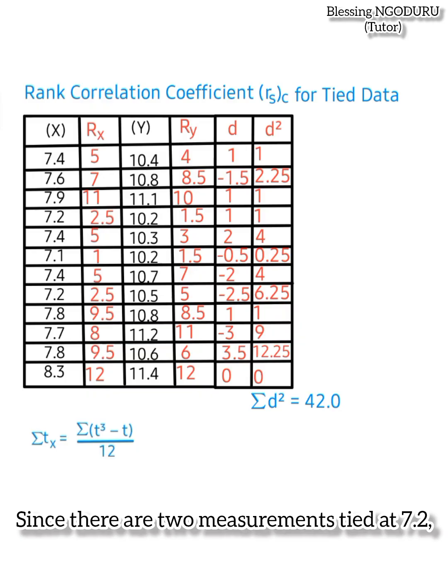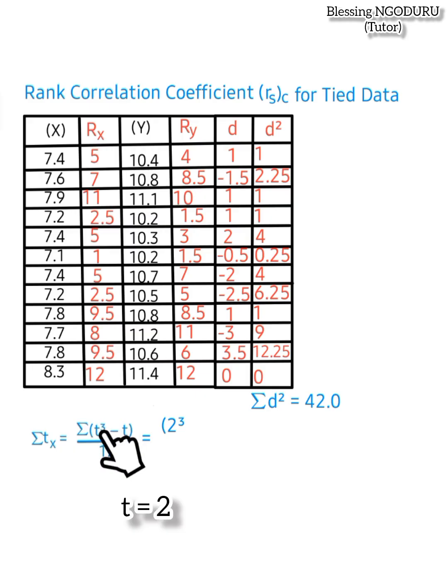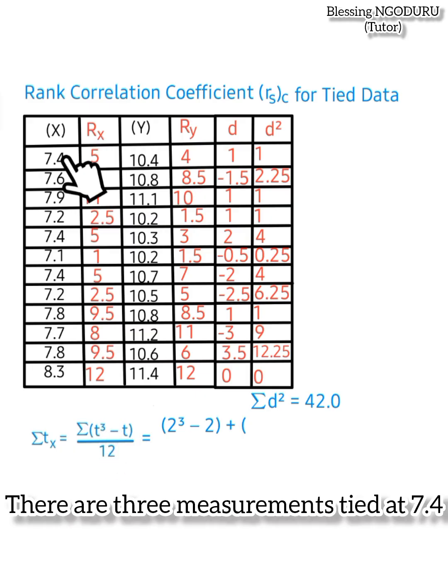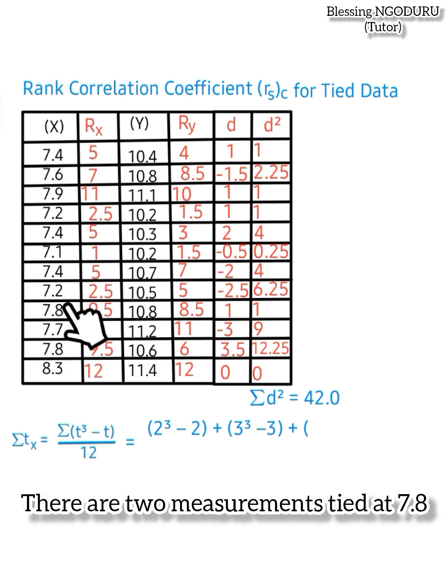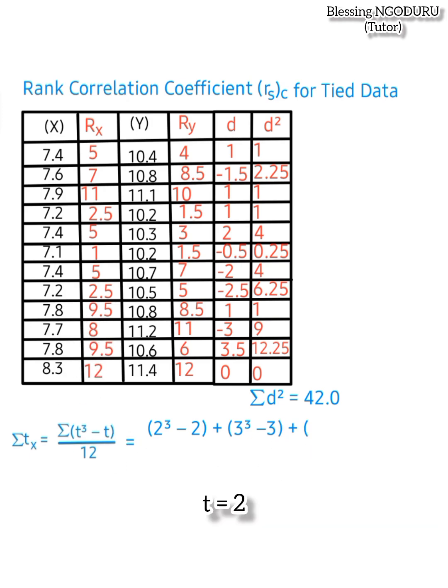Since there are two measurements tied at 7.2, t becomes 2 raised to power 3 minus t, plus there are three measurements tied at 7.4. So the t there becomes 3 raised to power 3 minus t, 3. Also, there are two measurements tied at 7.8. So our t here becomes 2 raised to power 3 minus t, 2. And then divide by 12.